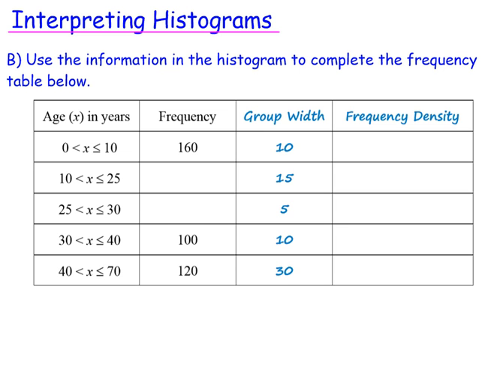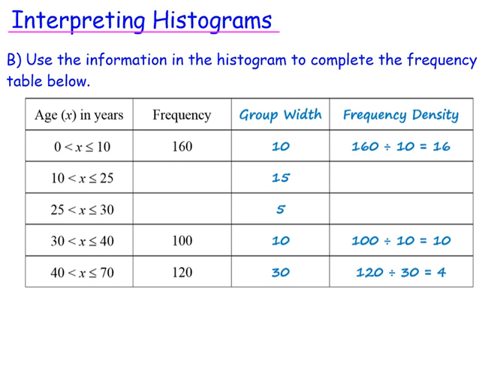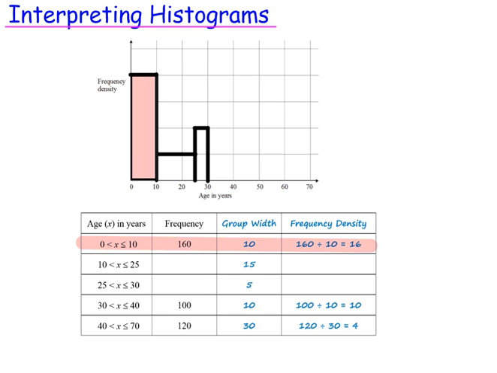Okay, so I'm given the information for the first, fourth and fifth bars, so let's work out the frequency density for those. We divide frequency by group width to give us 16, 10 and 4. That's as far as I can go on the table. So now let's go back to the histogram.